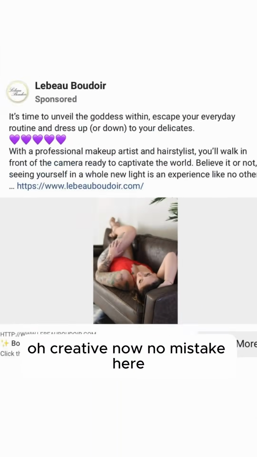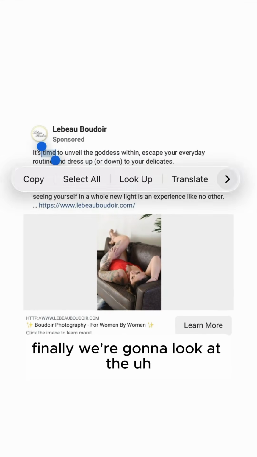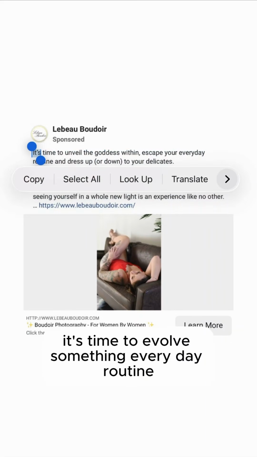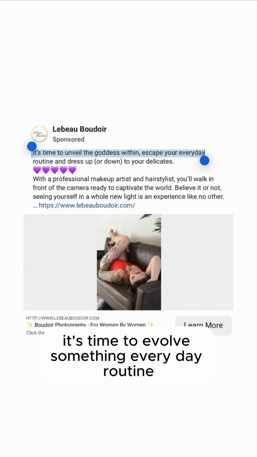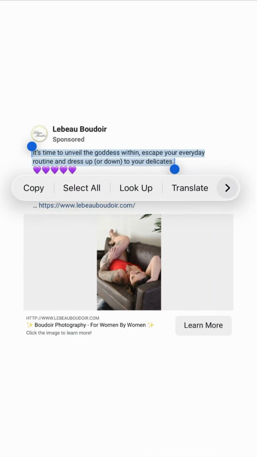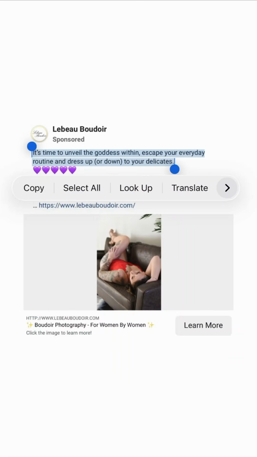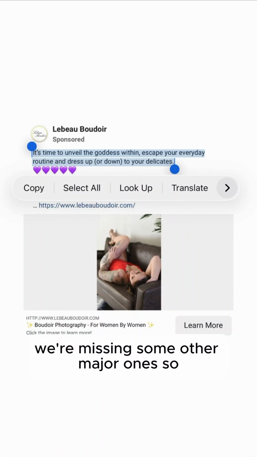Creative, no mistake here. Finally, we're going to look at the see more headline. First 2 and 3/4 lines, Facebook mobile news feed. All right, so onwards, it's time to everyday routine. We've got a few different points of context here. But we're missing some other major ones.